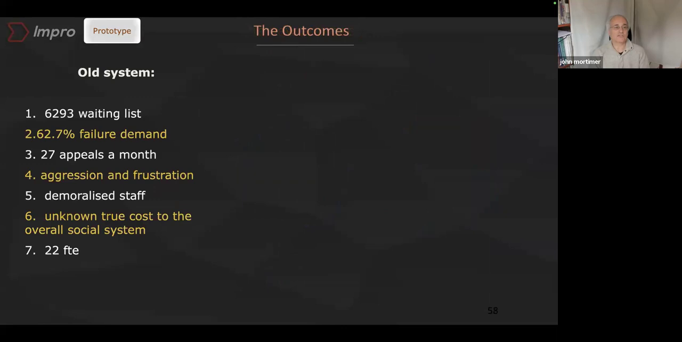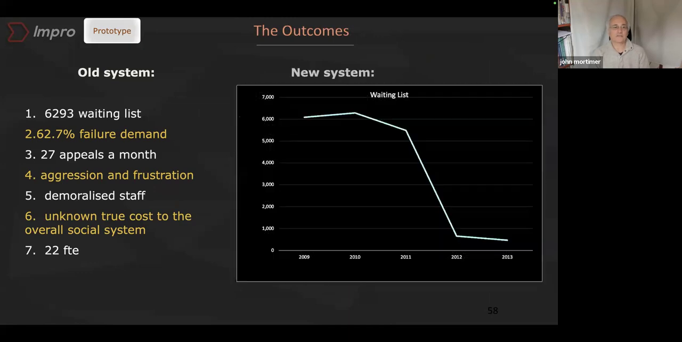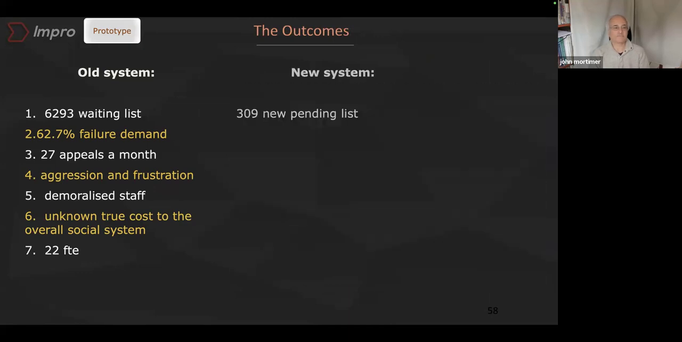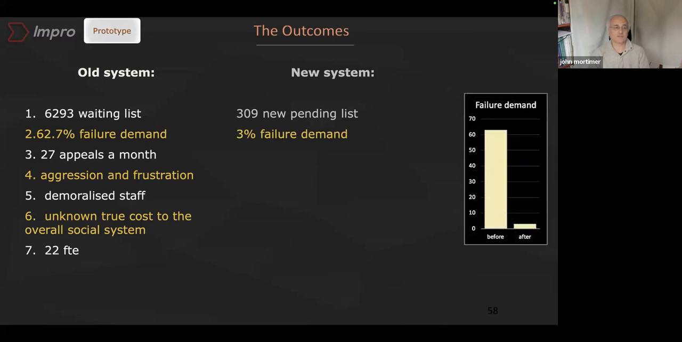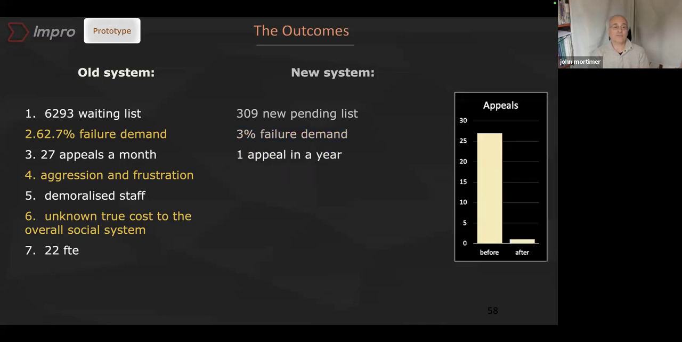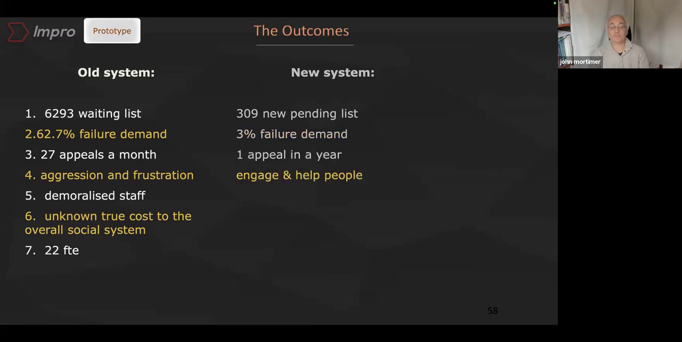There were 6,293 people on the waiting list. Two years later, there were 309. There was 62.7% failure demand. When this was complete, there was 3% failure demand. Remember the 27 appeals a month, which they hated? In one year, there was one appeal. There was aggression and frustration, both with the staff and the people who weren't being housed, and that changed around completely. So you had very demoralized staff, and now you had people that were actually being helped.